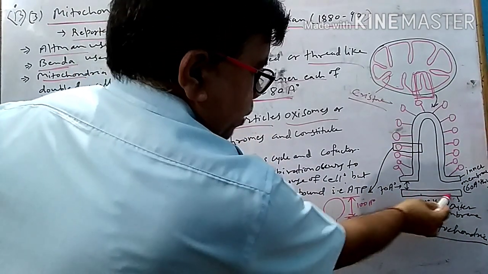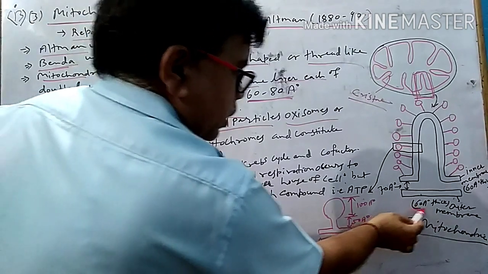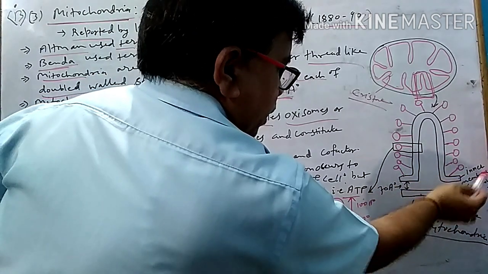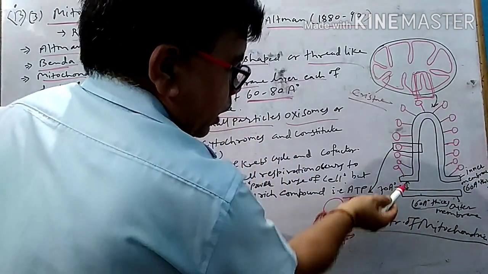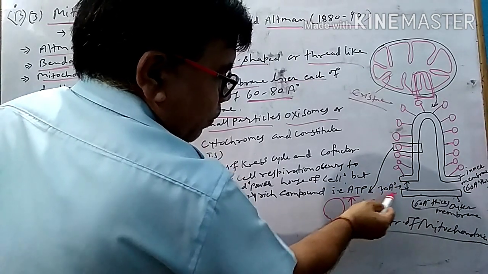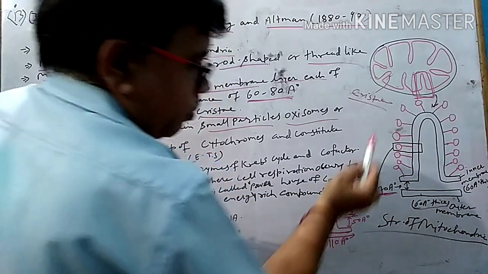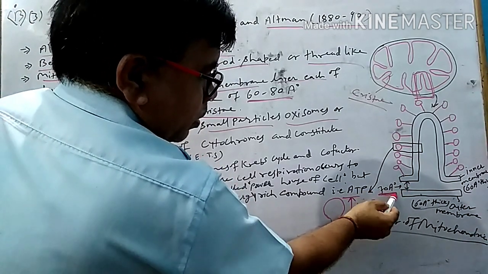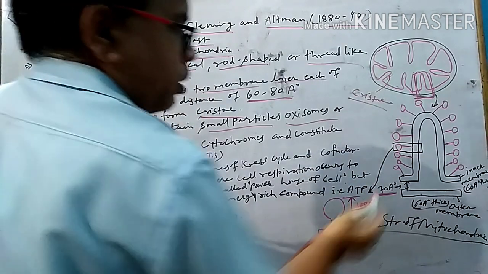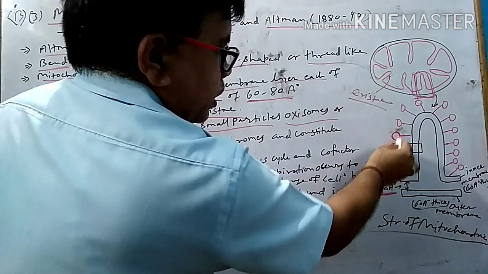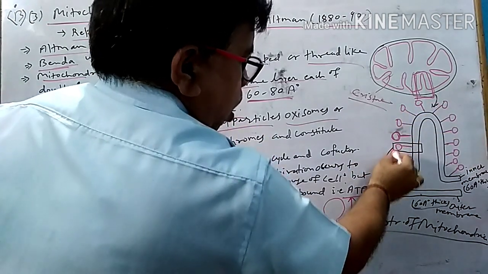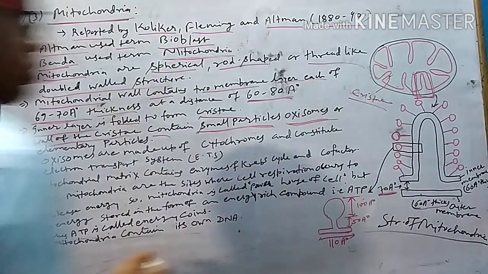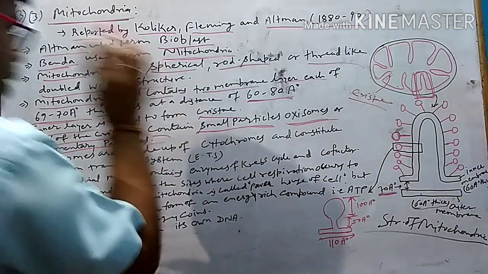This is the outer membrane, and this outer membrane is 60 angstrom thickness. This is the inner membrane. The inner membrane is 60 angstrom thickness. In between the two layers, the inner membrane and outer membrane, is 70 angstrom thickness. And this is the particle, and this particle is called the oxysome. So these small particles are called oxysomes or elementary particles.